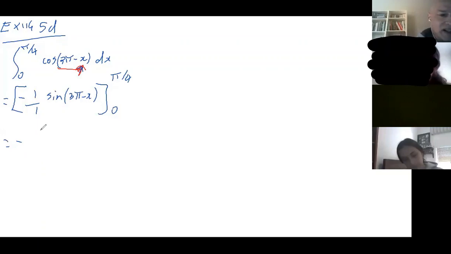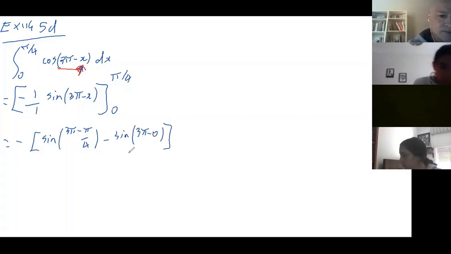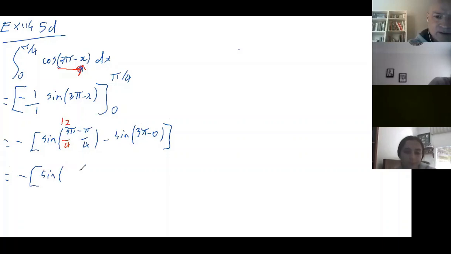Okay, I'll take out my negative 1. There it is, sine of 3 pi minus pi on 4, minus sine of 3 pi minus my 0. There's my negative. Remember, I only subtract fractions when the denominator is the same, so this is going to be 12. So this becomes sine of 12 minus 1, which is 11 pi over 4, minus sine of 3 pi.